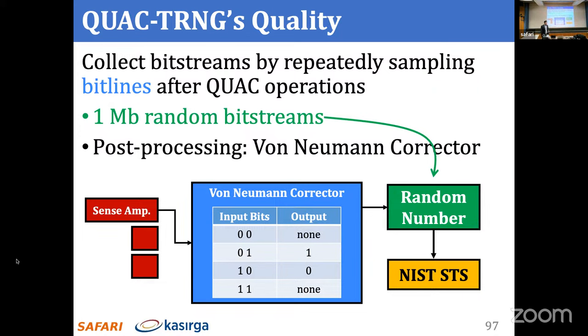Now, if some of them were remapped to other subarrays, I guess we could still get random values, because in the end, we cannot predict what the bitline voltage will be, even if we work with three rows or two rows or just one row. I guess it could be possible, but we didn't specifically check for it. The fact is we can generate random numbers, and we still have some entropy.